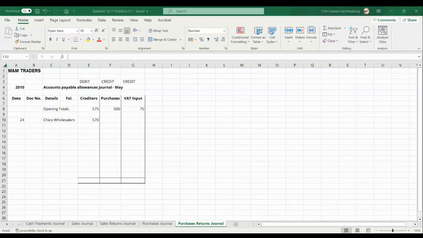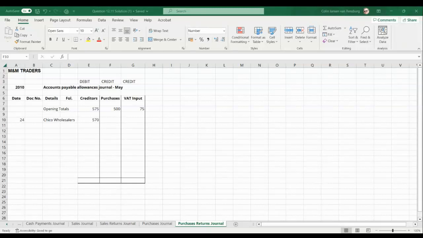When we originally purchased from that specific wholesaler, Chico Wholesalers, when we made that purchase, did we claim input tax? Did we claim that input tax? Yes or no? Did we claim the VAT input? I'll show you the evidence just now. Let's go and see. Yes, we did. Thank you, Connie. Thanks, Isanda. Thank you, Mkhlontulu.